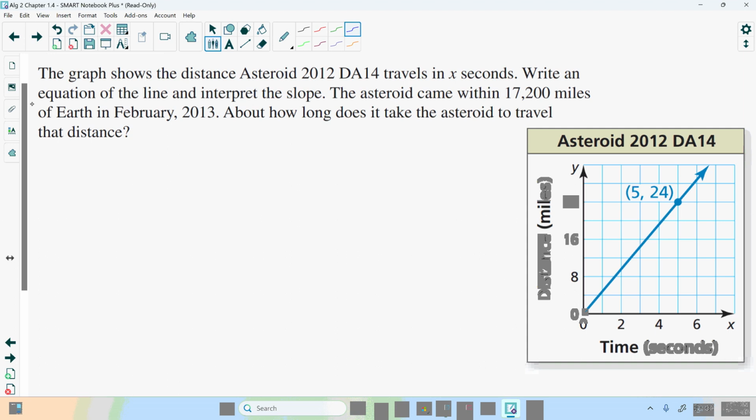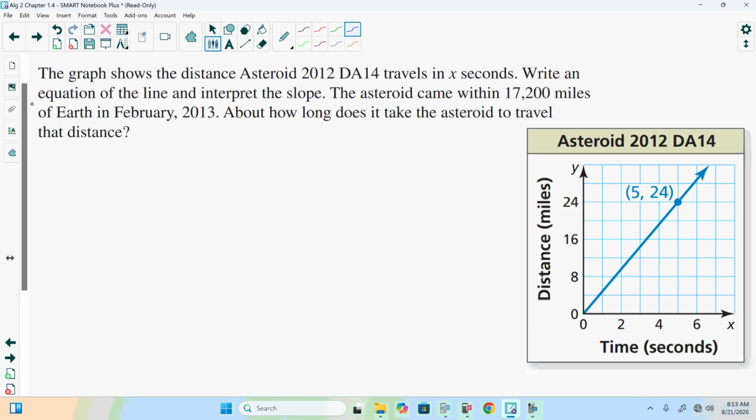The graph shows the distance asteroid 2012 DA14 travels in x seconds. Write an equation of a line and interpret the slope. The asteroid came within 17,200 miles of Earth in February 2013. About how long does it take the asteroid to travel that distance?